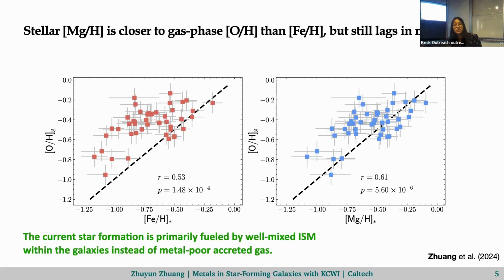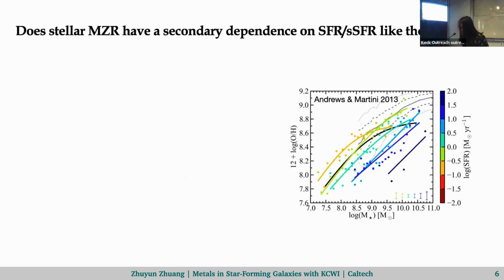So this is really contradictory to some theories saying that, at least for these galaxies, the star formation is powered by the external accretion from the surrounding environment. Because in that case, we actually should expect a lower oxygen abundance instead.